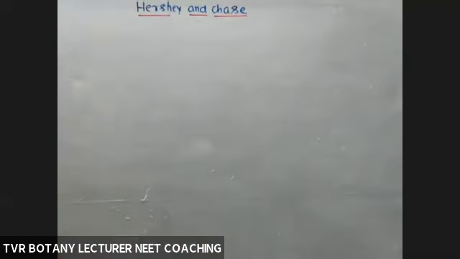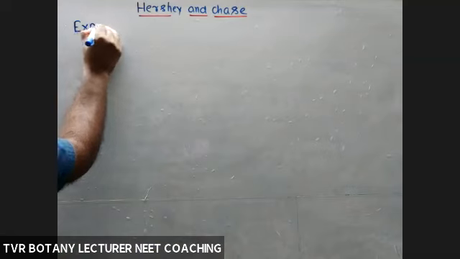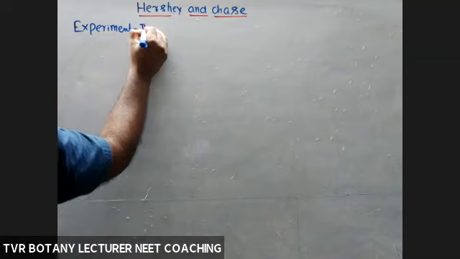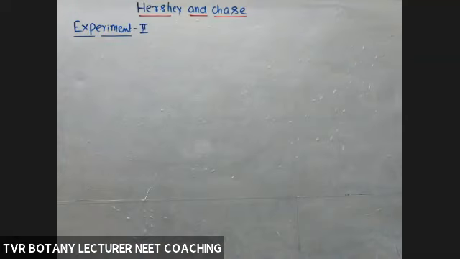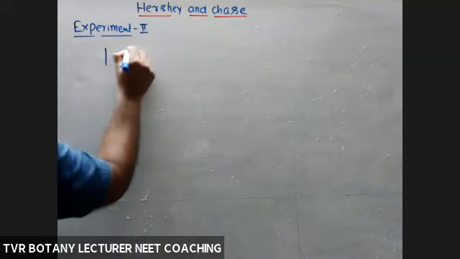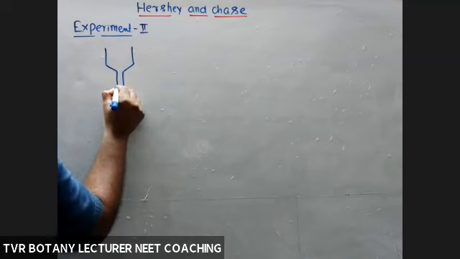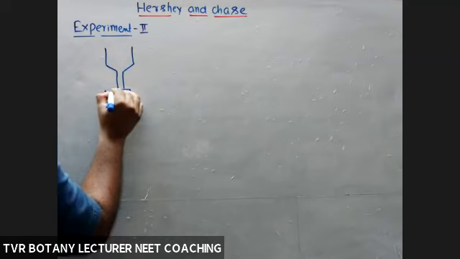Now, second experiment by Hershey and Chase. Okay, so in the second experiment, they selected a bacteriophage in which DNA was labeled with a radioactive isotope.